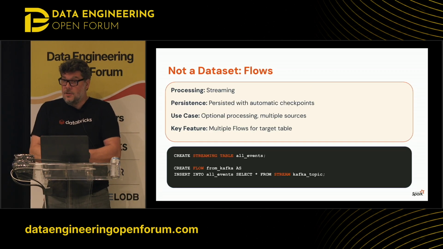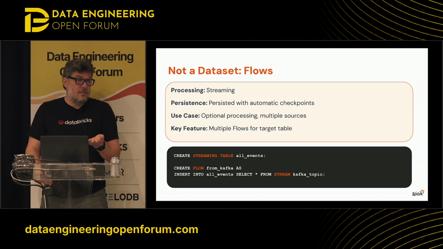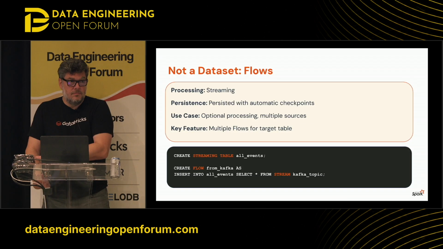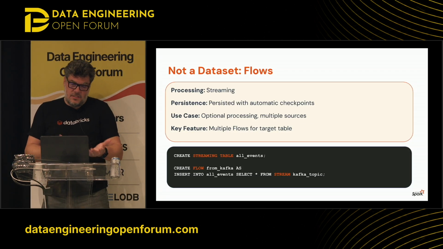Another thing that is not a data set is a flow. And this might be a new concept to many people. A flow is kind of a persisted query, right? And why is this useful? Well, what you can do is you can define a streaming table without giving a query. And then you can define a flow independently that writes to that table. Now, that looks just the same as defining the streaming table with a query.